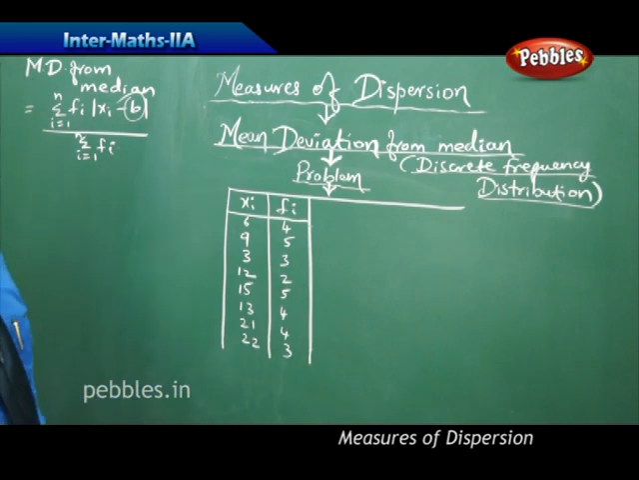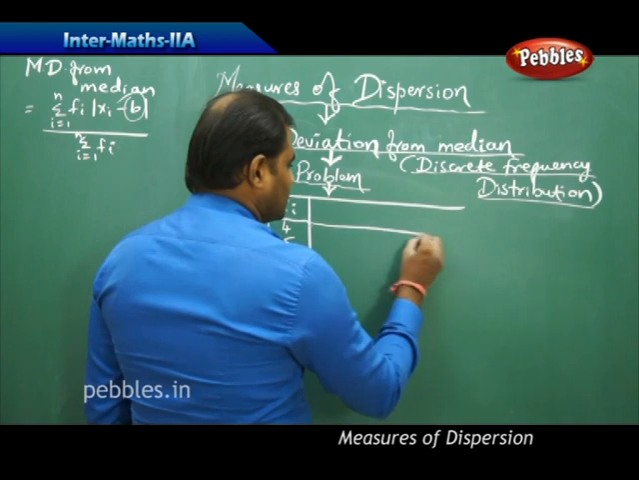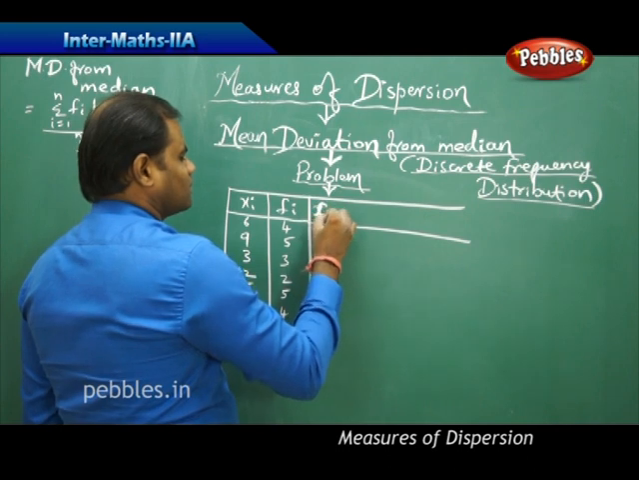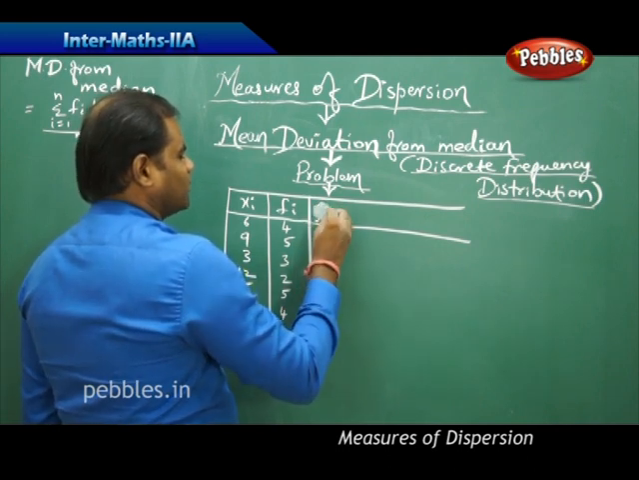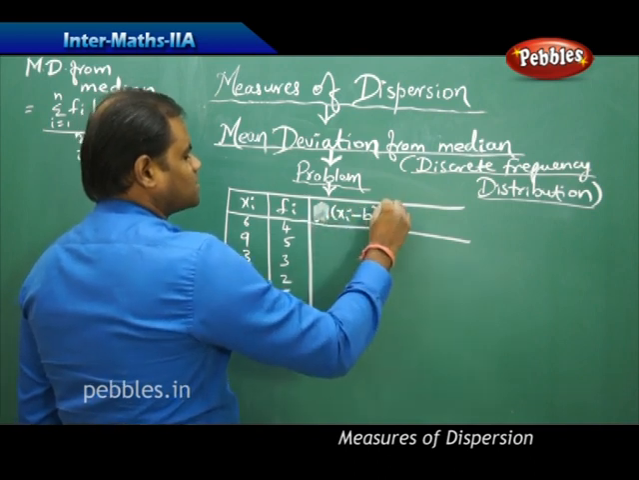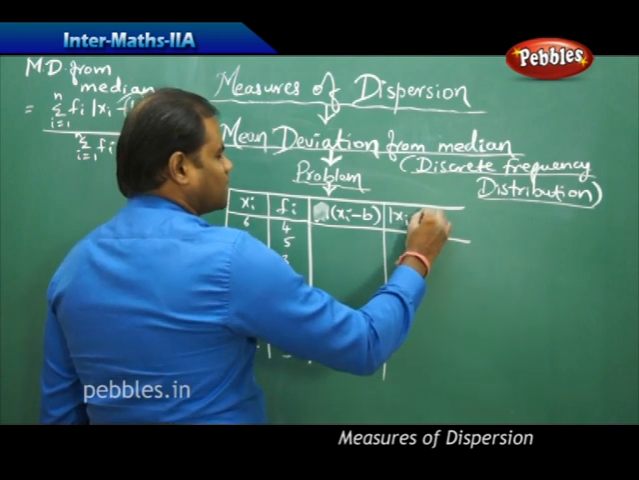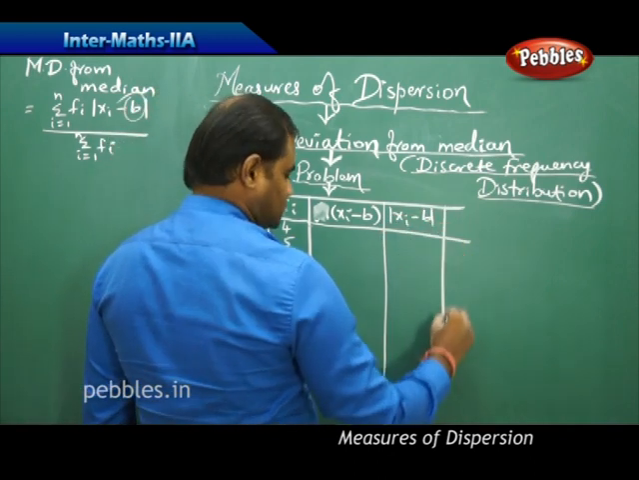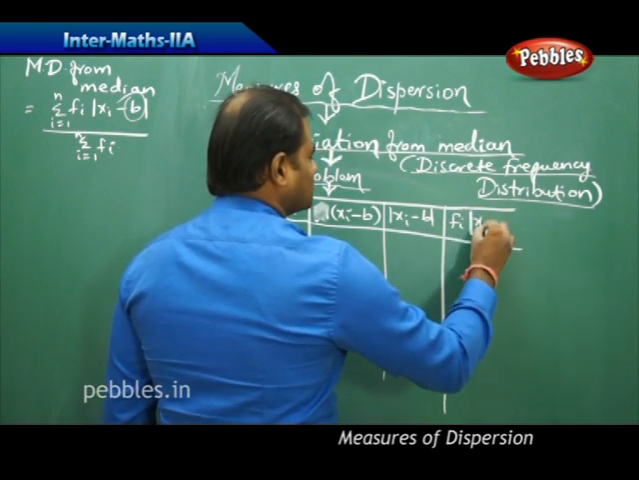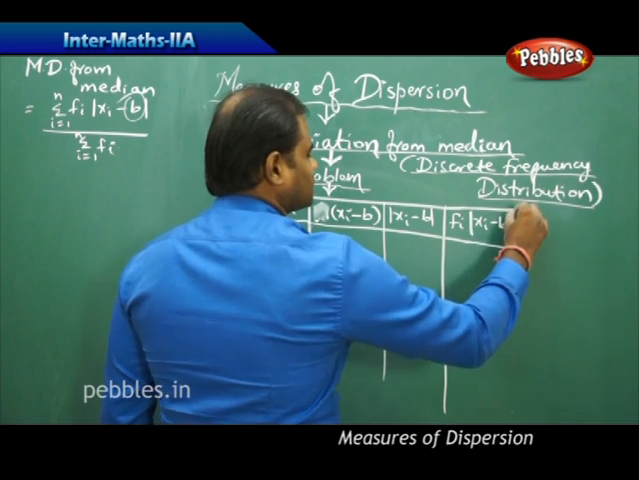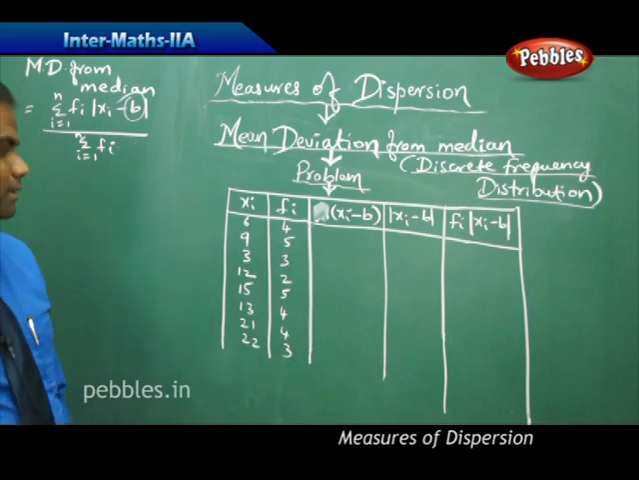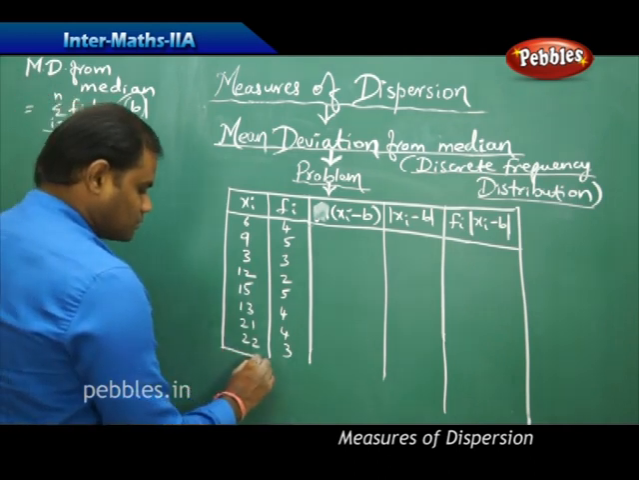So let's see how we can calculate the median, and then finally that median will give me the deviations. First I find xi minus b, the deviations xi minus b, and then the mod of xi minus b, and then I find each of the frequencies multiplied with the absolute values of the deviations, which gives me the overall mean deviation which we're going to calculate.